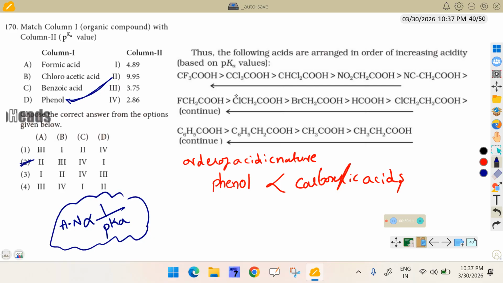Remaining, what is given? Formic acid, HCOOH. After that, chloroacetic acid. This is chloroacetic acid, then benzoic acid. If you have any doubt, now you can check the order.